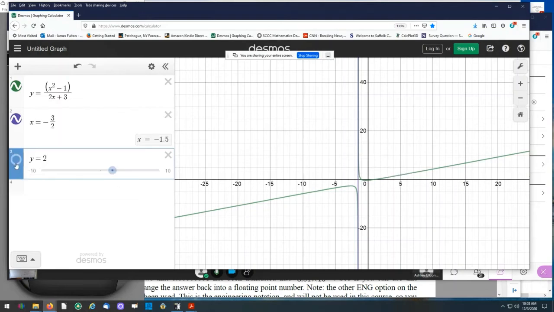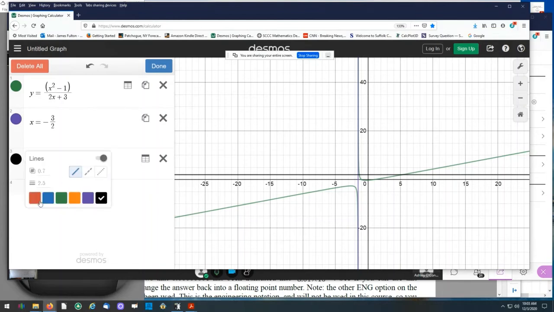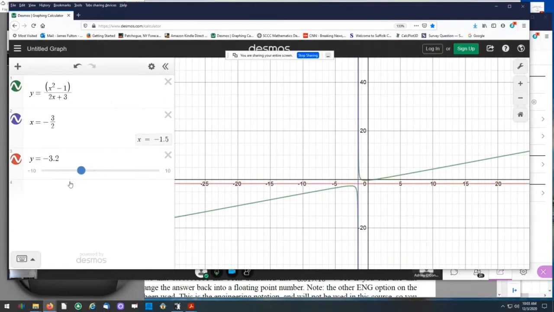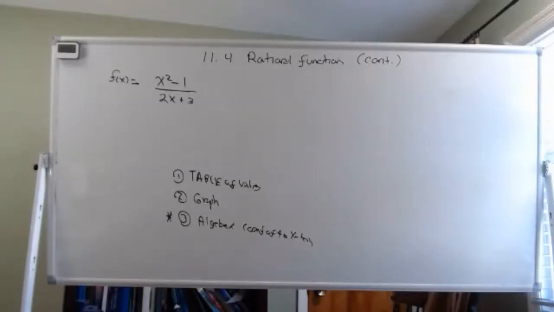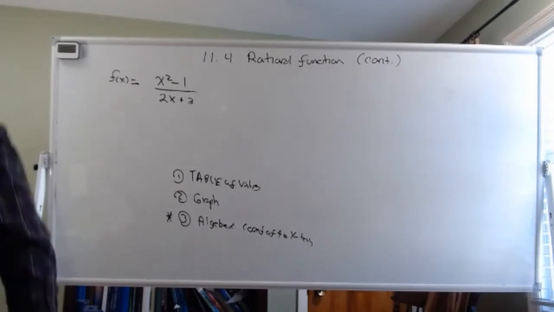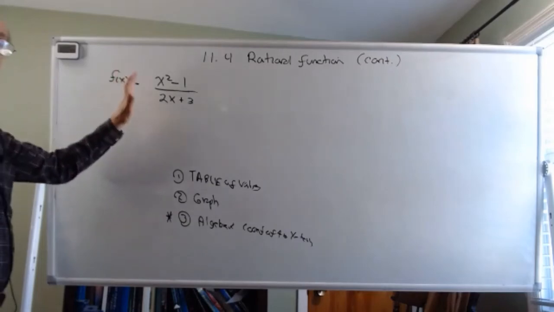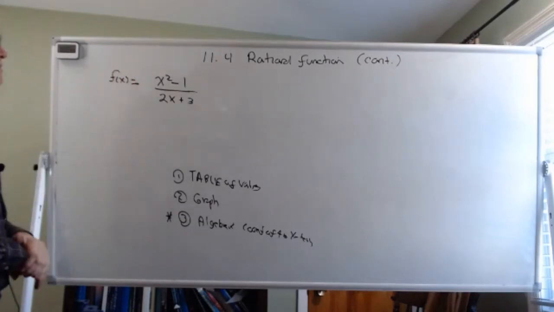See, I don't have anything there. Let's take a different color of that. Make it red. The lines don't approach any constant value, no matter what I change my y to be. It's not getting closer to anything at all. So in this case, this one has no horizontal asymptote. It has a vertical asymptote, but no horizontal asymptote.